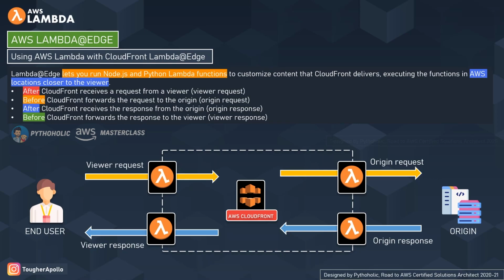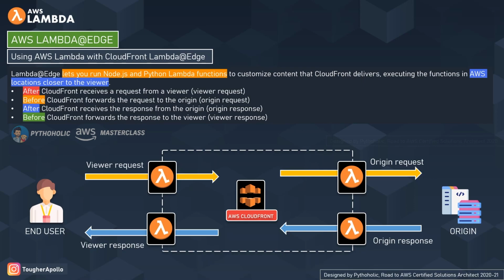Okay. At last, the fourth one is the viewer response. So that is an outgoing response. So here it triggers the Lambda code before CloudFront actually forwards the response to the viewer. So the important part here is that the function executes regardless of whether the file is already there in the CloudFront cache, because it is an outgoing response to the viewer. And moreover, it has been explicitly triggered as a part of the event set by the developer itself.